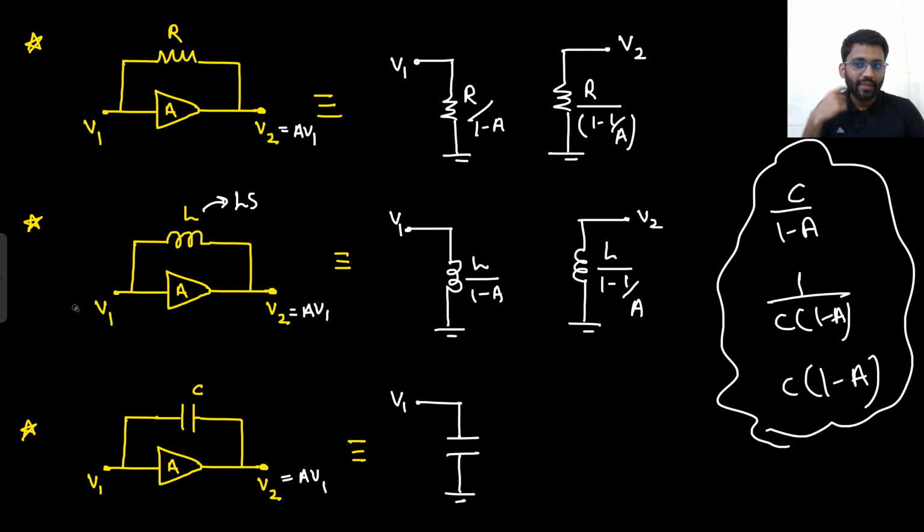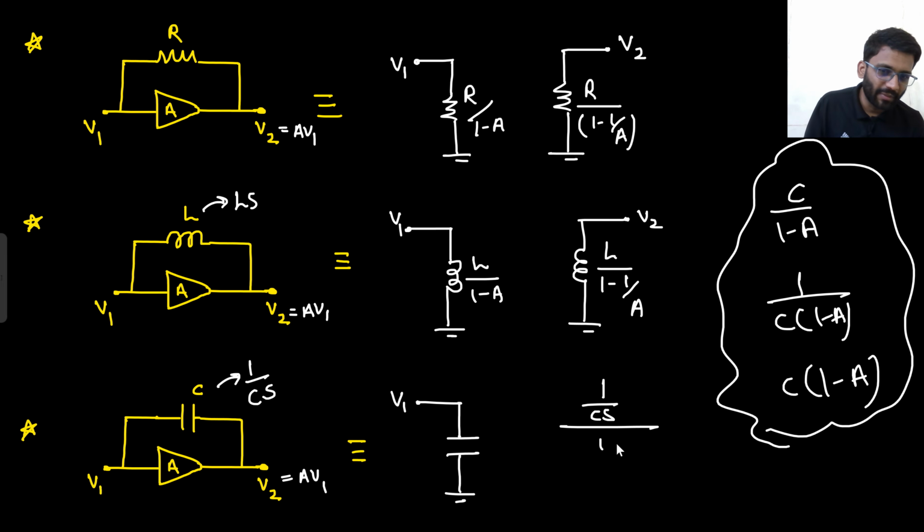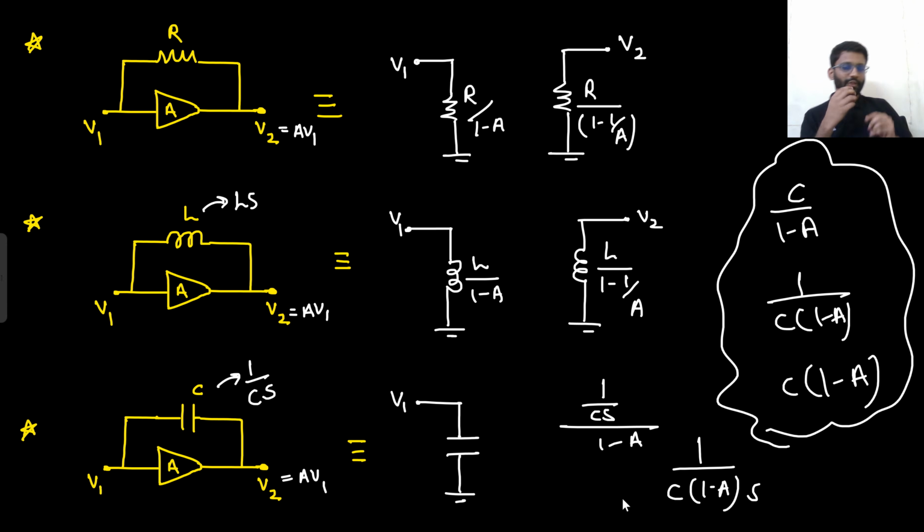What is the impedance provided by a capacitance? That is 1 by Cs. So from V1 to ground, what you will see? 1 by Cs upon 1 minus A, or you can say 1 upon C into 1 minus A into s. This is what you will see from V1 to ground.